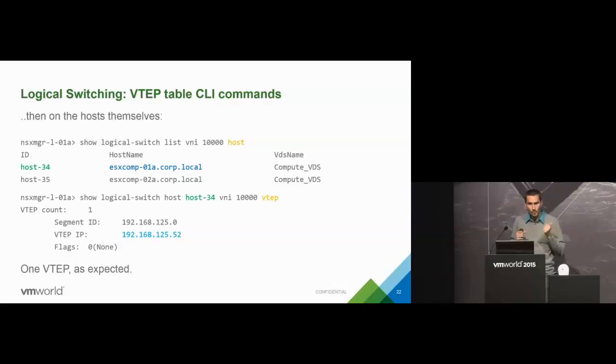So next thing is to have a look at what we see on the host. On the host, we expect host 1 to see host 2, and host 2 to see host 1. So we say show logical-switch list vni 10000 hosts. Tell me which hosts have joined that VNI. It says two host names and the host IDs, which we will need to run the actual command. So host 34 corresponds to the first compute host, which was on the initial picture.